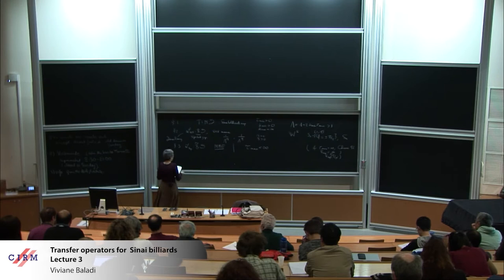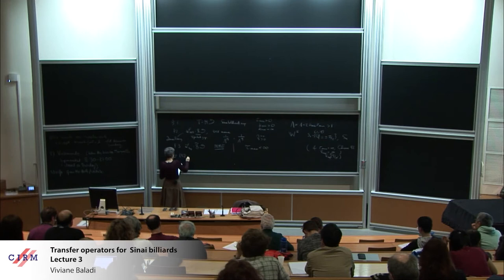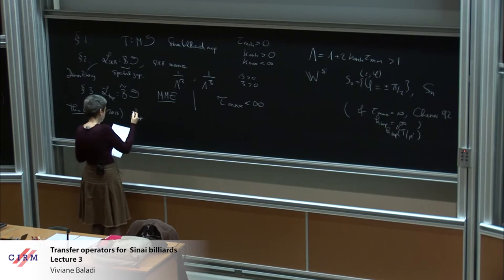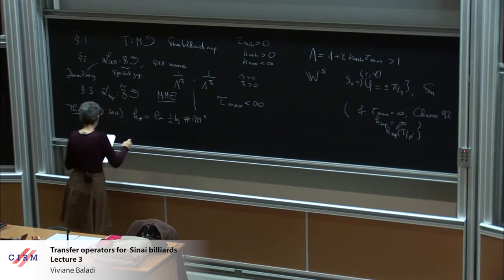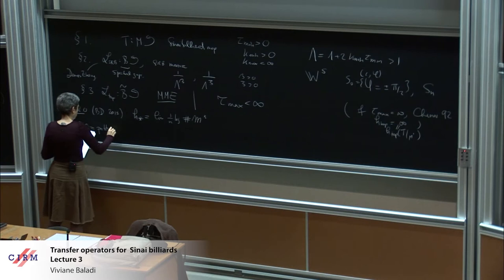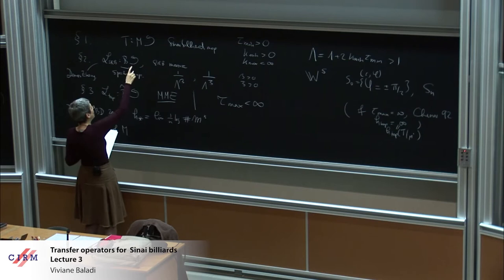So what result did I say yesterday? So that's the first result of our papers. So just to remind you, we define an entropy by taking the limit of the cardinality of M_n. So what is M_n? It's a partition of the manifold, right? This is this two-dimensional manifold.